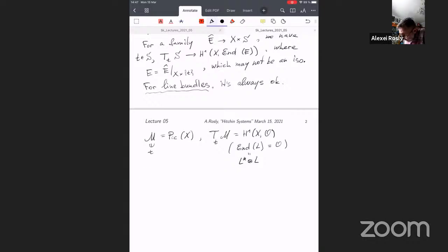Let us consider an example for complex curves. That is, the dimension of X is 1. Then, and compact curves. Then the Picard, sorry?